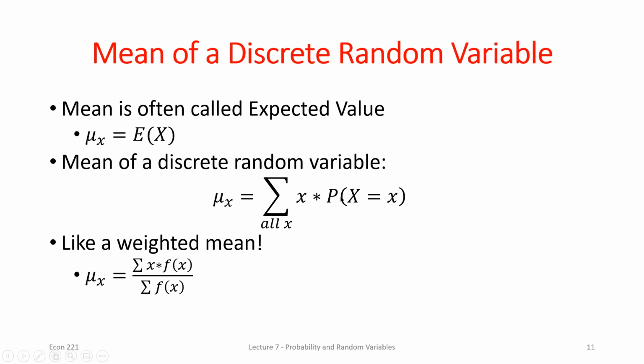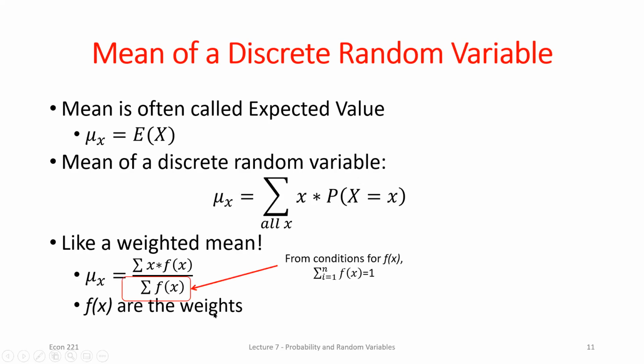So really it's like a weighted mean where the weights are now probabilities. Those probabilities will just add up to 1, so our weights here will just add up to 1. It makes it a little bit easier, so it shouldn't be too bad. I'll go to a quick example here.